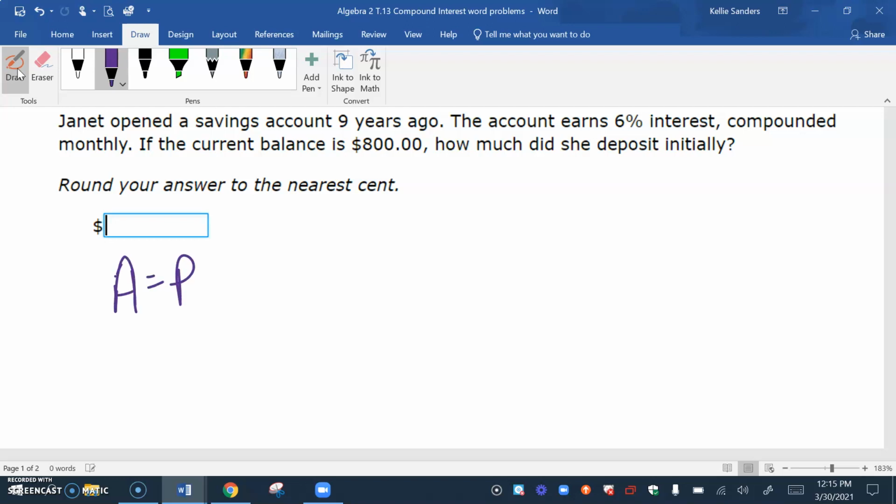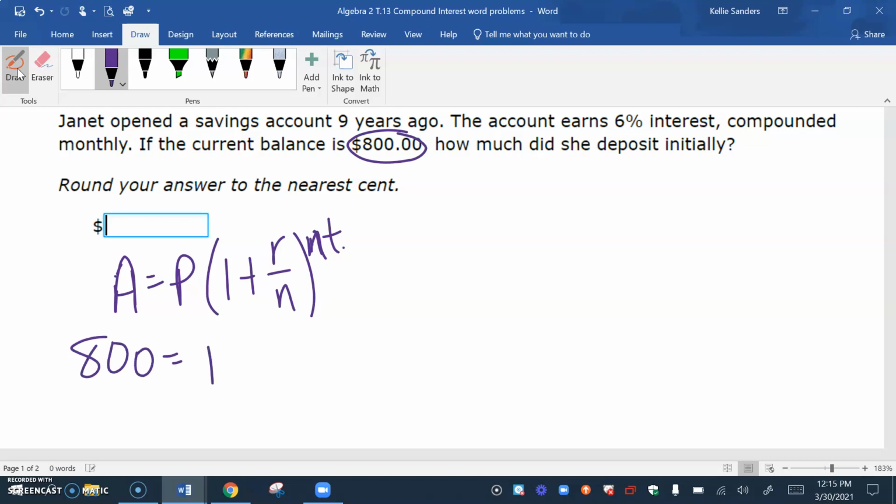A equals P, 1 plus R over N to the N T. Now, $800 is what she has now. We do not know what she started off with. 1 plus 6% is 0.06. Compounded monthly, so our N is 12. Our N is 12, and it was 9 years ago.